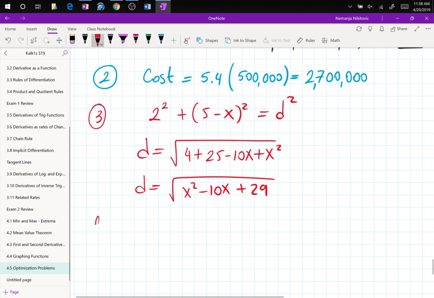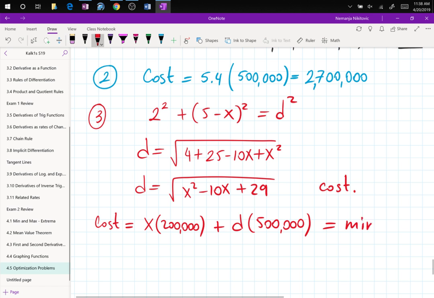Now, the cost equation, so this is my constraint. The cost equation is the one that I'm trying to minimize. So I have x times 200,000, which are the pipes on the ground, plus d times 500,000 each for the underwater. And that's my objective equation.